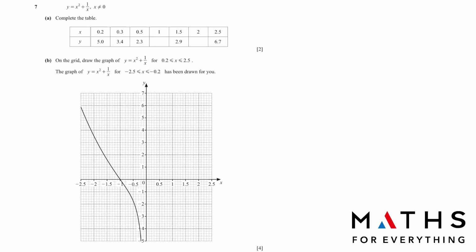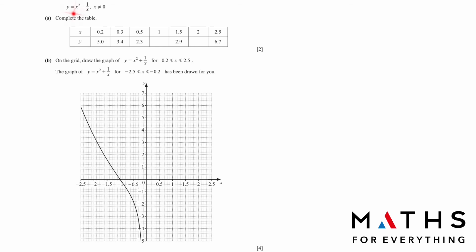Question number 7. We have been given an equation and we have to complete the table. Only 2 values we have to find and the answer is 2 marks. You need to know these questions very well. They are very easy to solve.